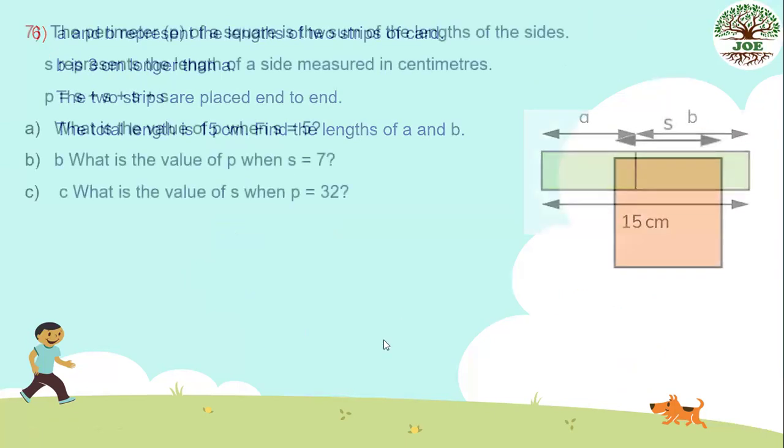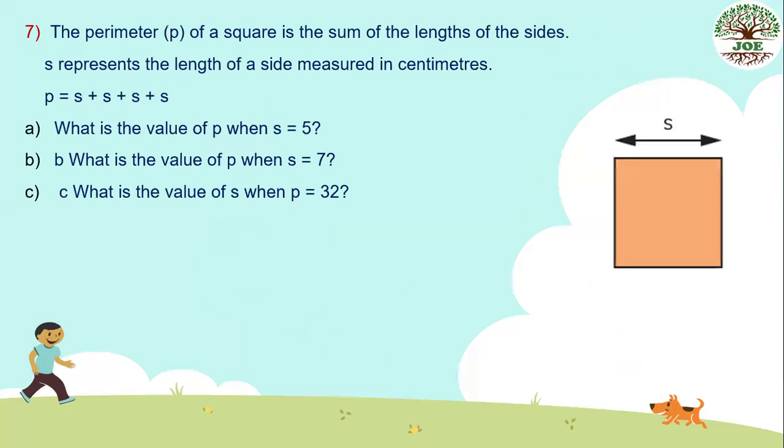Number 7, the perimeter P of a square is the sum of the lengths of the sides. Okay, perimeter is the sum of all the sides. S represents the length of a side measured in centimeters. So P is 4 times S. Part A, what is the value of P when S equals 5? So our perimeter is 4 times S.